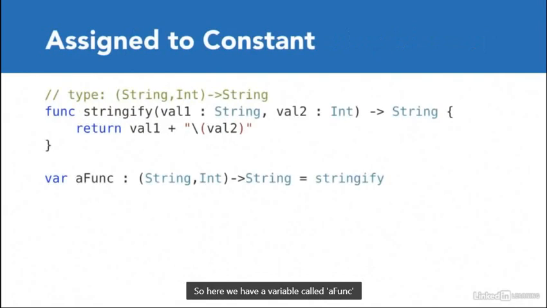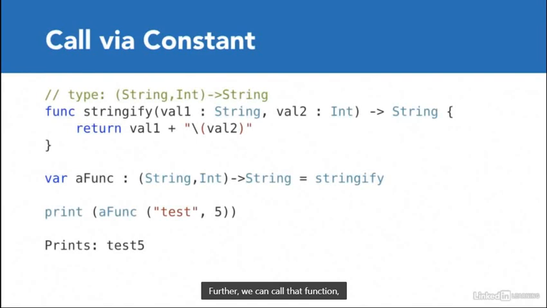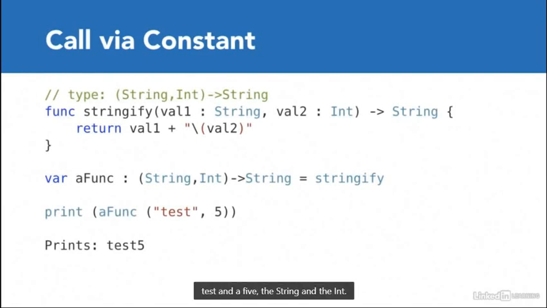So here we have a variable called afunc. And after the colon, we declare its type. String int returns string. Well, do we have anything that's of that type, string int returns string? We do. The function stringify. So we assign stringify to the variable afunc. Since it's a variable, it could be assigned to other things that have that same type, string int returns string. Further, we can call that function. We can say print afunc and it takes two parameters, test and a 5, the string and the int. Well, that would print test 5 because that's what stringify does, and that's what afunc is assigned to.